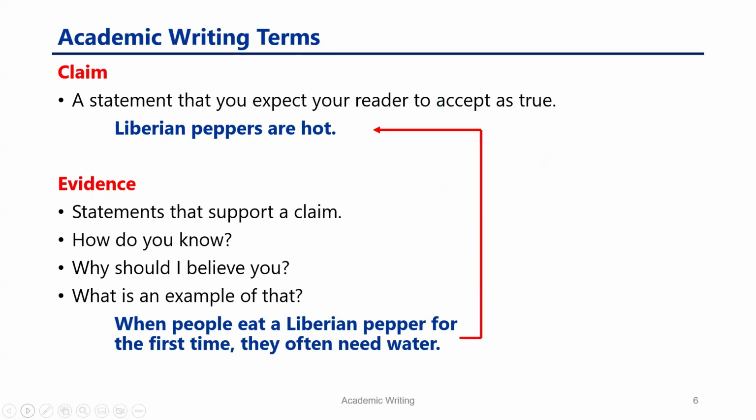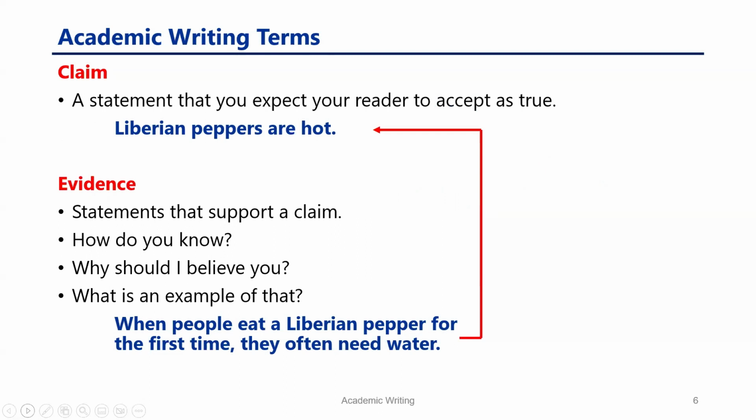But first, let's make sure that we understand a few academic writing terms because we're going to use them a lot in this discussion of paragraphs. A claim. A claim is something that you expect your readers to accept as true. So an example of a claim is Liberian peppers are hot.